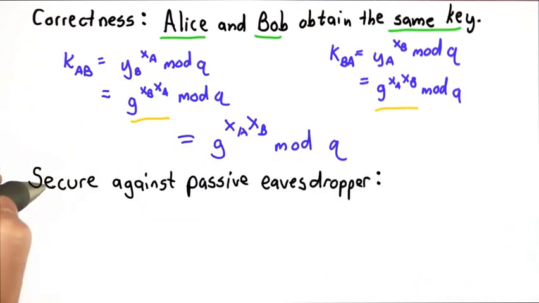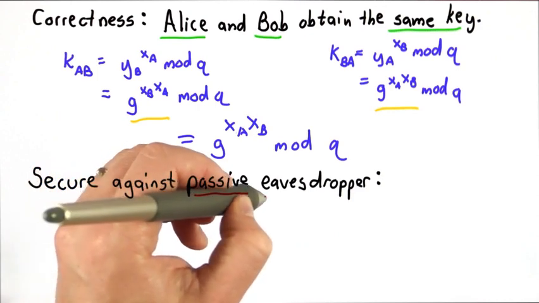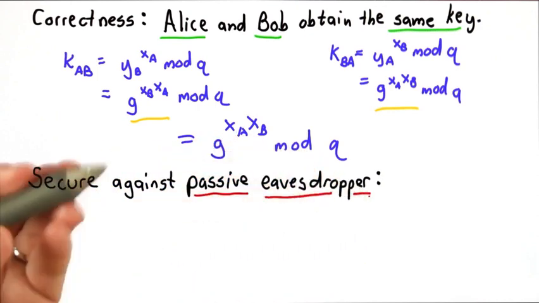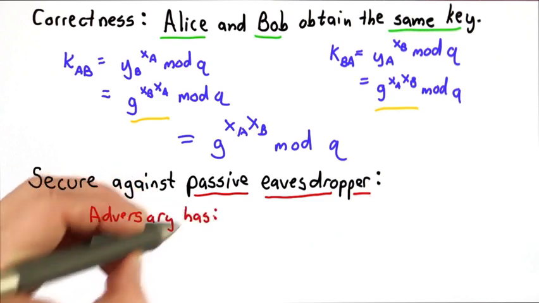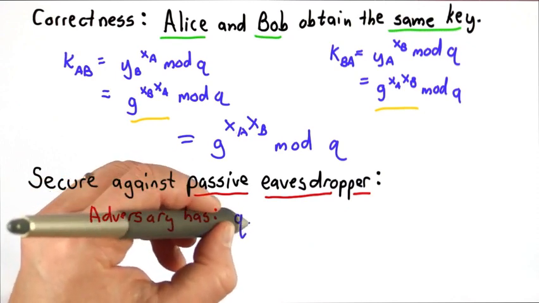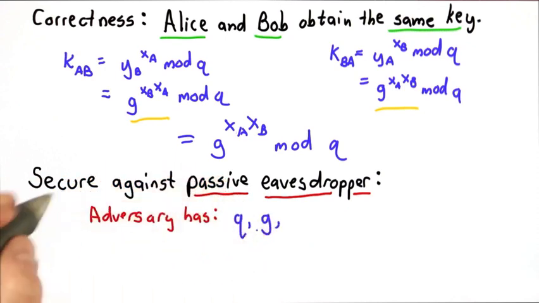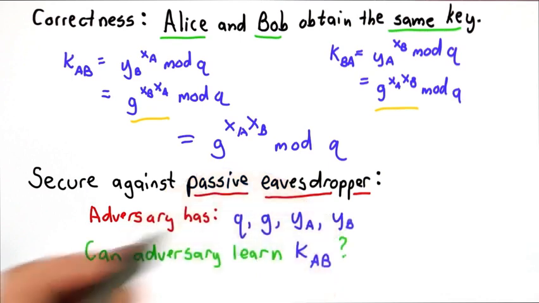So the next important property is that it's actually secure. And we're going to focus first on secure against a passive eavesdropper. So this is an adversary that can listen in on all the messages, but can't modify them. So that means the adversary will be able to get the public values, q and g. We'll also be able to hear all the messages transmitted. So we'll be able to learn ya and yb. And our goal is to be confident that the adversary would not be able to learn kab.